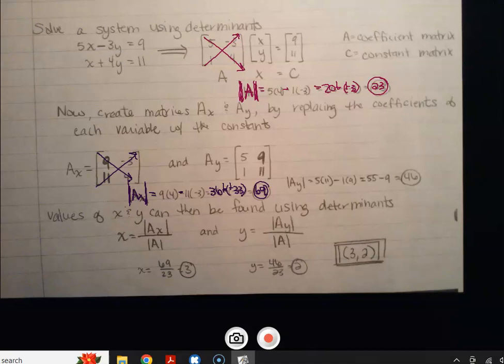And let's do our determinant for A sub y. Major diagonal, 5 times 11. That's 55. The minor, 1 times 9, so that's minus 9. 55 minus 9 is 46.